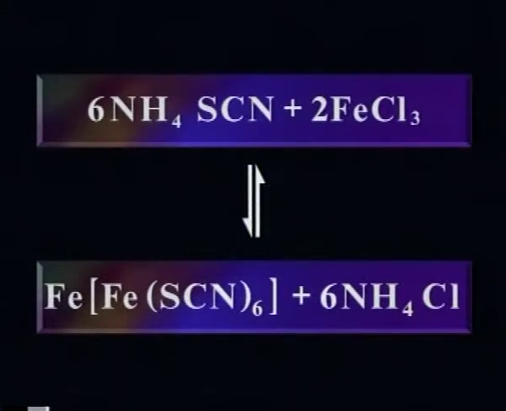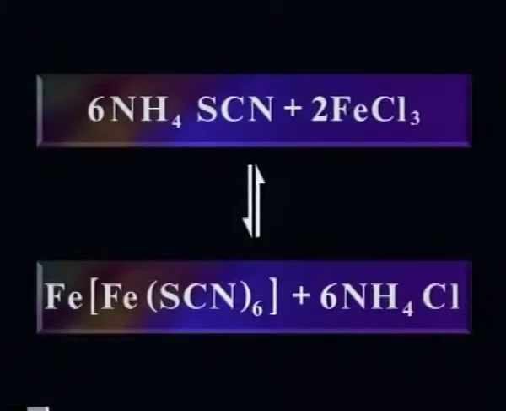Fe[Fe(SCN)6], the blood red complex which you saw, along with ammonium chloride, that is 6NH4Cl. Now you see that the blood red complex and the ammonium chloride are the two products, and the reactants are ferric chloride and ammonium thiocyanate. And when you add the reactants, you have an increase in the blood red coloration. When you add one of the products, ammonium chloride, you saw that the intensity decreased.